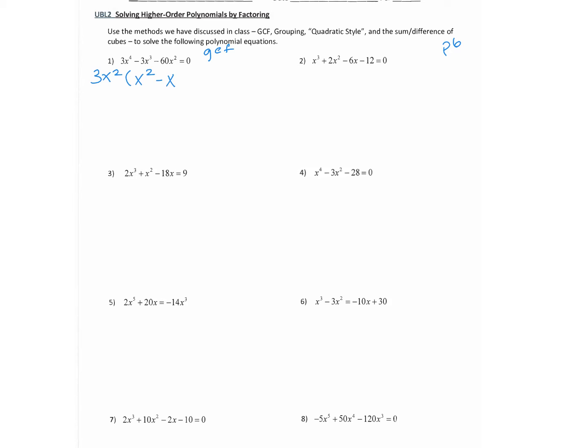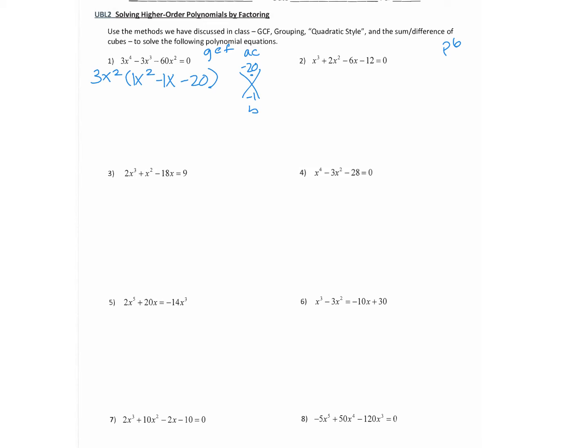And my negative 60 divided by 3 gives me negative 20, and my x squareds completely cancel. So now I need to factor x squared minus x minus 20, if it's factorable. So let's see. I'm going to put my a times c, a which is 1, at the top, so that's negative 20. I'm going to need two numbers that multiply to that for the sides. And I'm going to put negative 1 at the bottom because that's the coefficient of x, that's my b.